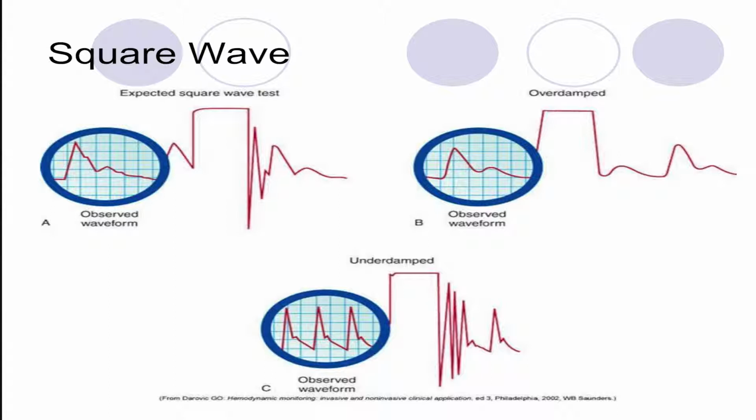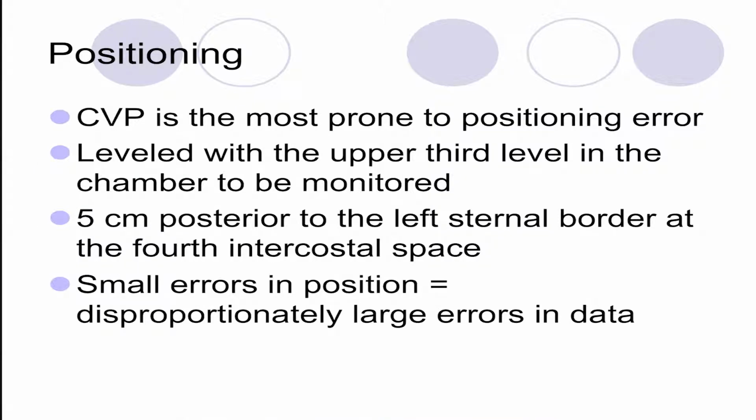If it's over dampened, which means your art line is going to read low, you're going to see a slope. You don't have that nice bounce back, and your square wave slopes off to one side. If it's under dampened, you're going to get lots of resonance once you flush it, and that's going to be reading higher than the person's actual systolic pressure. And then there are things we can do to the actual transducer and the tubing to fix that. If you're getting a good square wave, you likely have an accurate pressure.